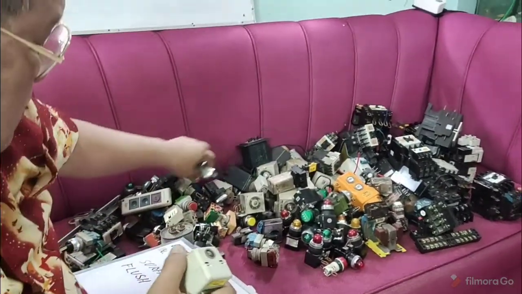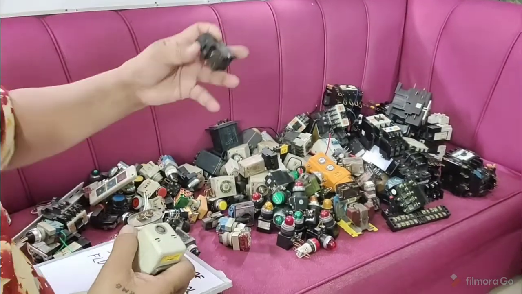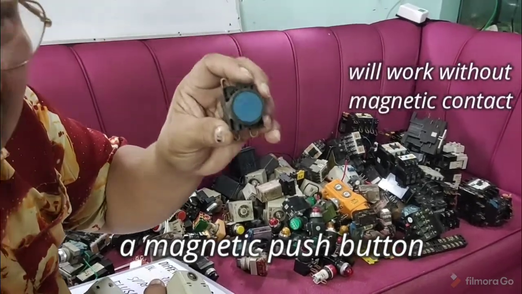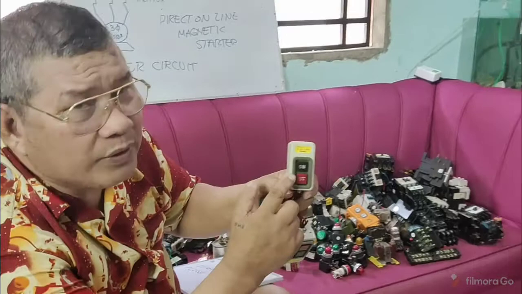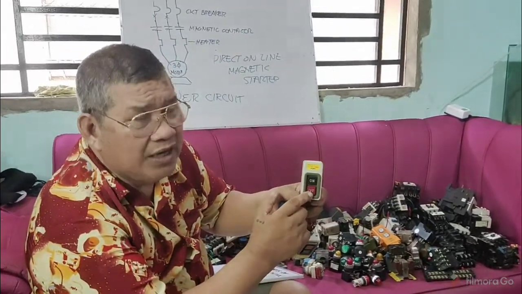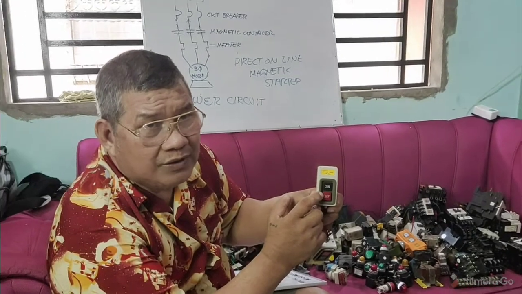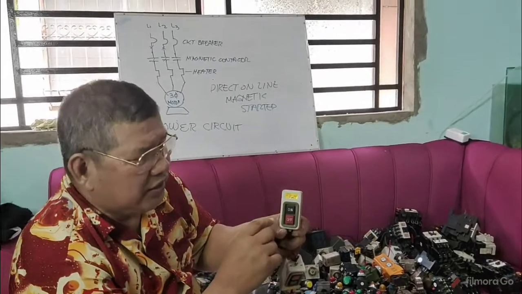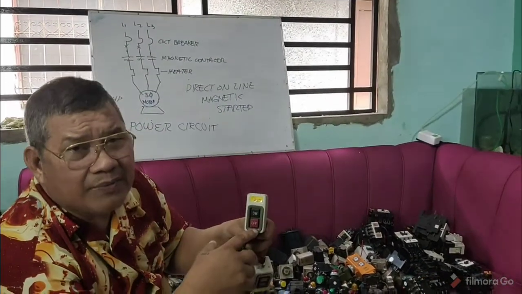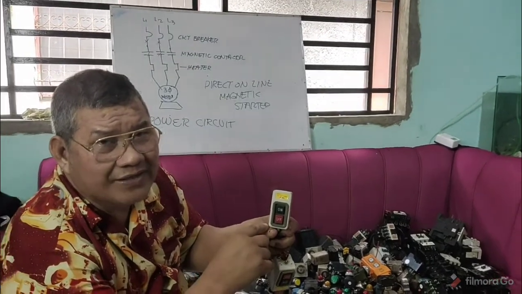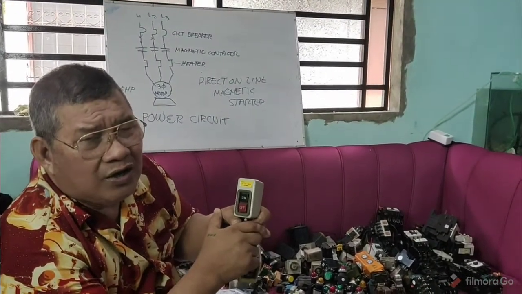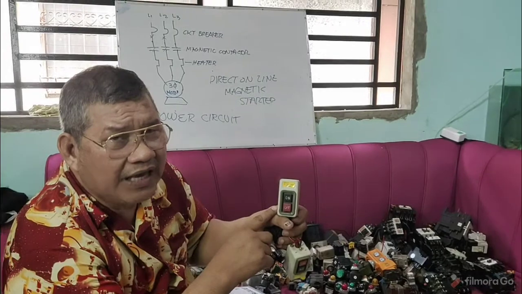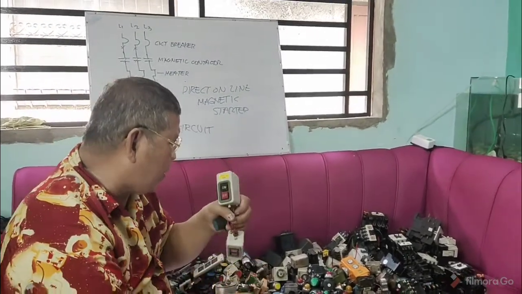While this one is considered a magnetic push button. This will work without a maintaining contact. Even without a maintaining contact, this will already switch on the motor. So if you do the actual hands-on, you can use this automatically even without the magnetic contactor, because this is already considered a controlling device. But if you want to control your motor protected with an overload relay, you can still use this. This is one type of push button.